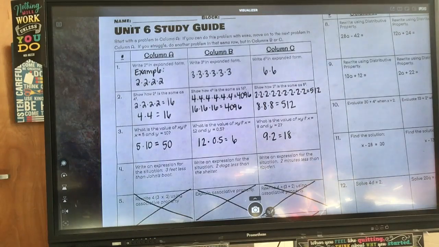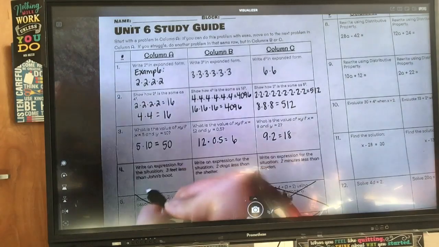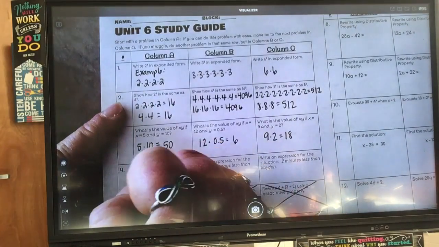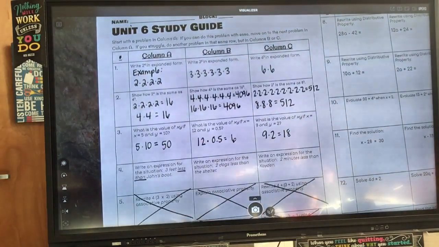Okay. So it says write an expression for this situation. 3 feet less than John's boat. So what is this going to look like? 3 feet less than. Remember, less than does something to our variable and our number. What does less than do?